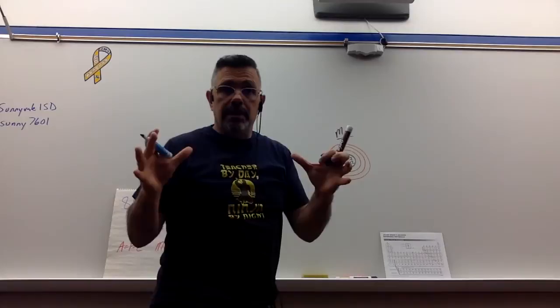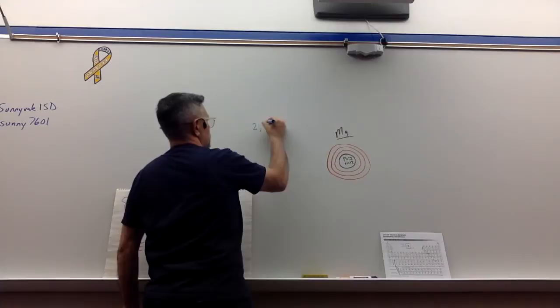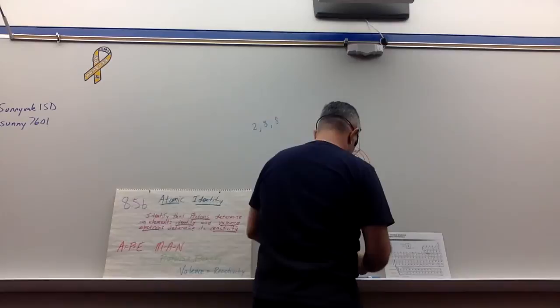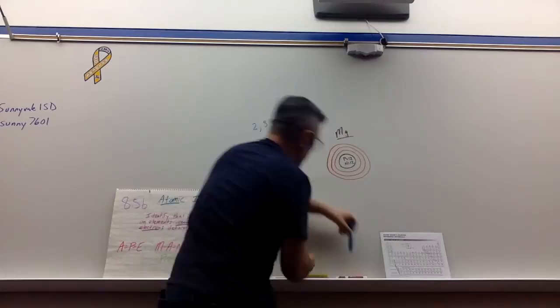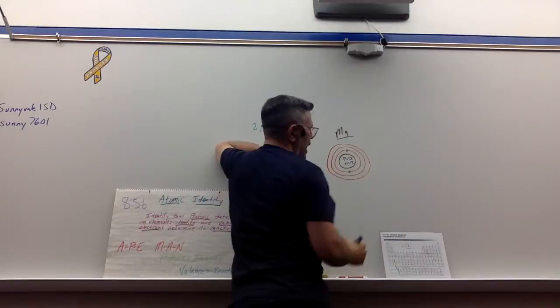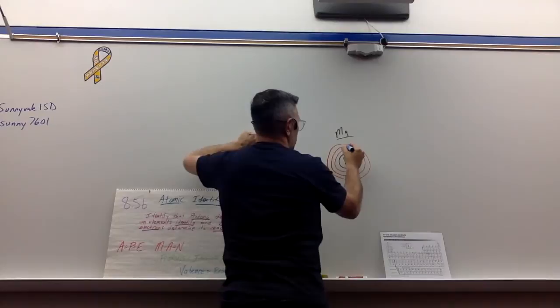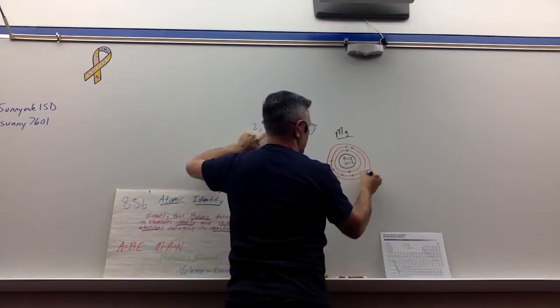So 2-8-8. What that means is the first two, let's go with blue, electrons are going to go in the first orbital. The first orbital cannot hold any more electrons. So up to 8 need to go in the second orbital. 1, 2, 3, 4, 5, 6, 7, and 8, for a total of 10.